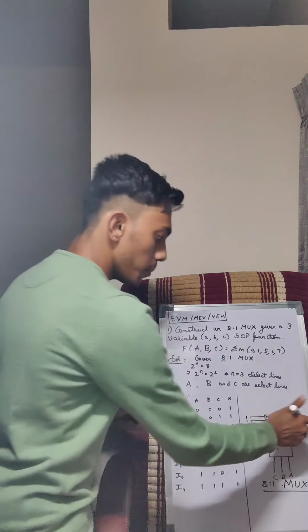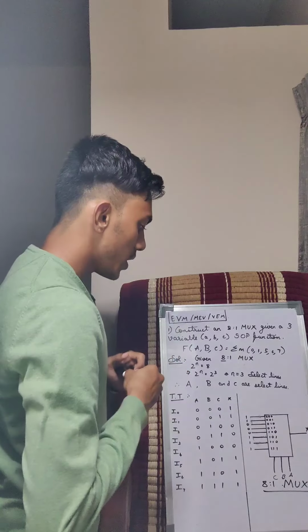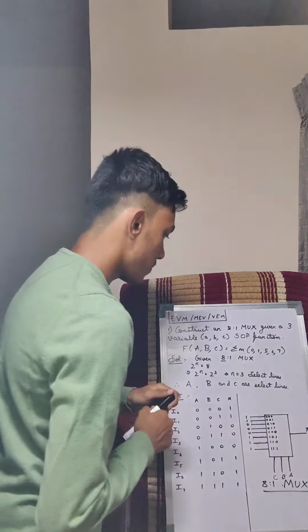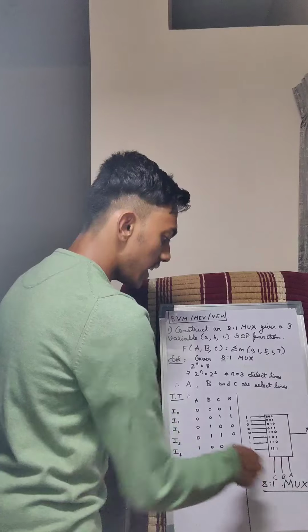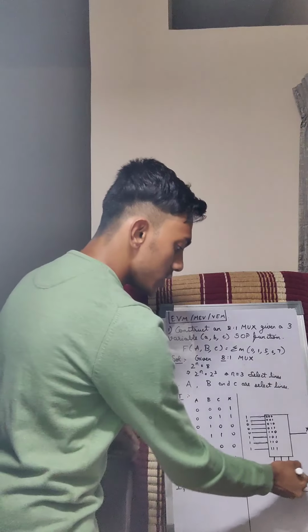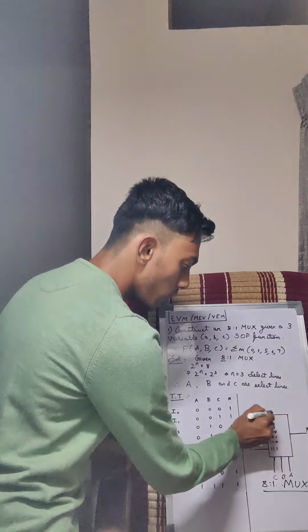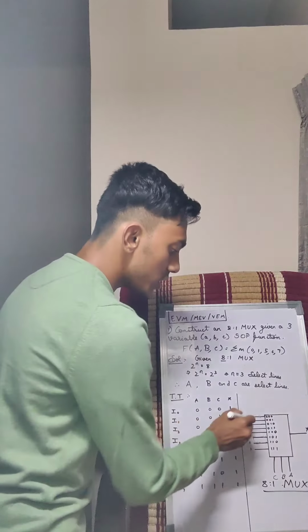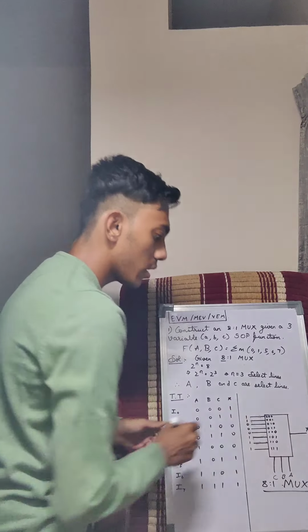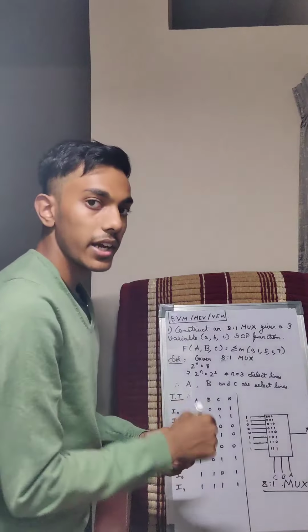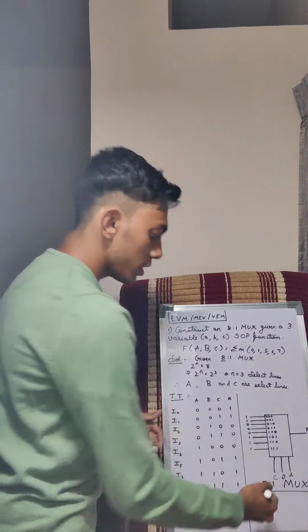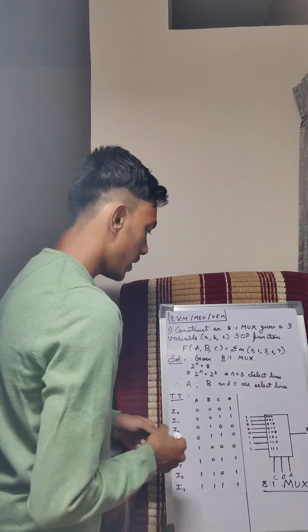Now the output, as I had already told you, depends on the select lines. So if the select line, let's say, is 0 0 0, it will map to 0 0 0. What is the value here? 1. So the output that you will see is X equal to 1. So this goes on, right?